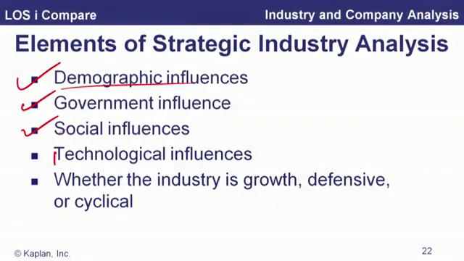DINK, so dual income, no kids. Well, I remember telling my wife we're SINKs, single income, numerous kids. So anyway, that would be a social change. Technology and technological influences. And then finally, what does the industry classification look like in terms of, is it a growth industry, defensive, cyclical, all that type of stuff. So we would want those elements in our strategic industry analysis.